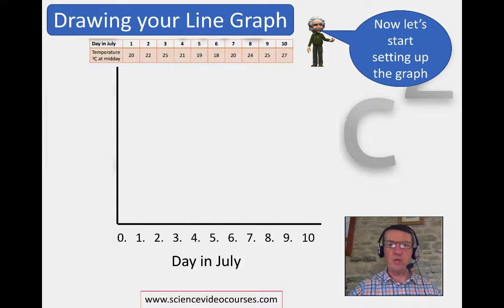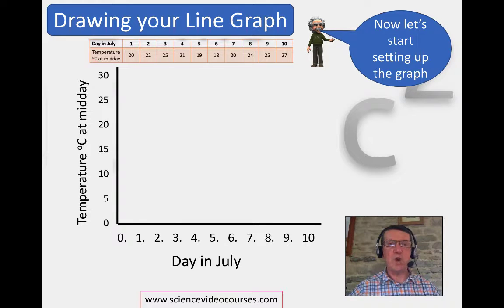Let's start first of all by setting up the graph, and here we're putting in the day in July. We should always start with 0 really. There's no date on 0, but we start at 1, up to 10, these are days in July. On the y-axis we're going to put the temperature in degrees Celsius at midday. We know the highest temperature was 27, so we want to spread our data out. We can go up in 5s: 5, 10, 15, 20, 25, 30 fits perfectly. So all the results are accommodated here. Notice we're starting at 0 again.